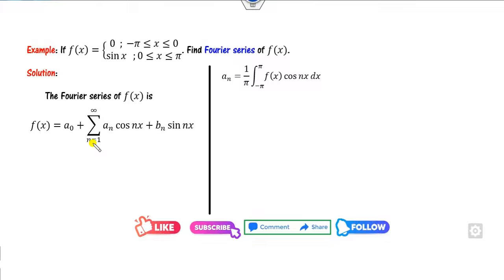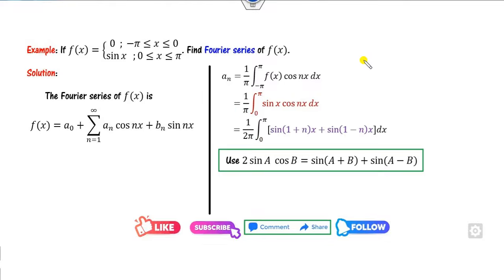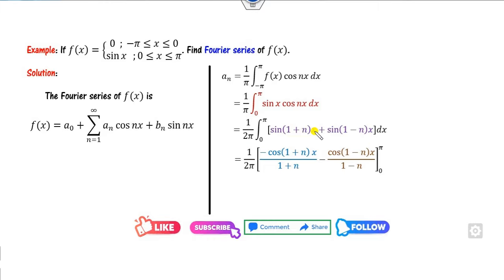Now I compute the a n. I can substitute the value of f(x). Again I can use the formula for 2 sine a cos b. I can multiply by 2 and divide it by 2. So 2 sine a cos b is sine (a plus b) plus sine (a minus b). What is the integration of the sine? It's minus cos (1 plus n)x over 1 plus n, and similarly for the other term over 1 minus n.